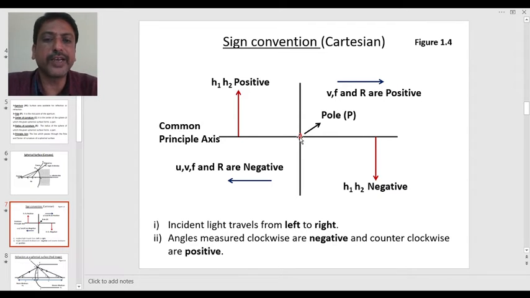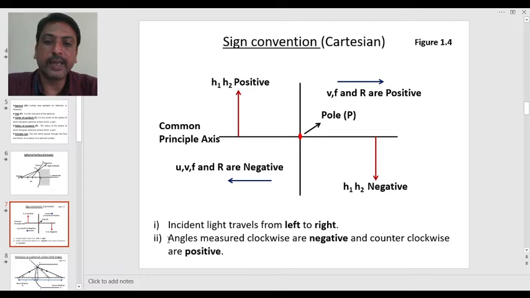In certain cases we have extended objects. Here I have shown an extended object which is placed perpendicular to the common principal axis. If I want to measure its height, and it is measured in an upward direction perpendicular to the common principal axis, then the height of the object or height of the image is considered positive. If the height is measured in the downward direction, it is considered negative.